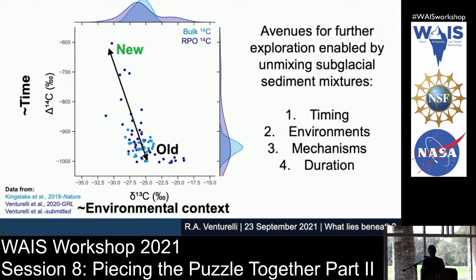So this graph that I have up here is kind of a lot to handle unless you're constantly living in isotope space like I am. So I've broken it down a little bit. A bulk measurement is something that hasn't been broken apart, so those are the blue points. On the x-axis, I have the stable carbon isotopic composition that gives us an idea of the environmental context in which this carbon was deposited. And on the y-axis, I have radiocarbon, and this gives us a connection to time.